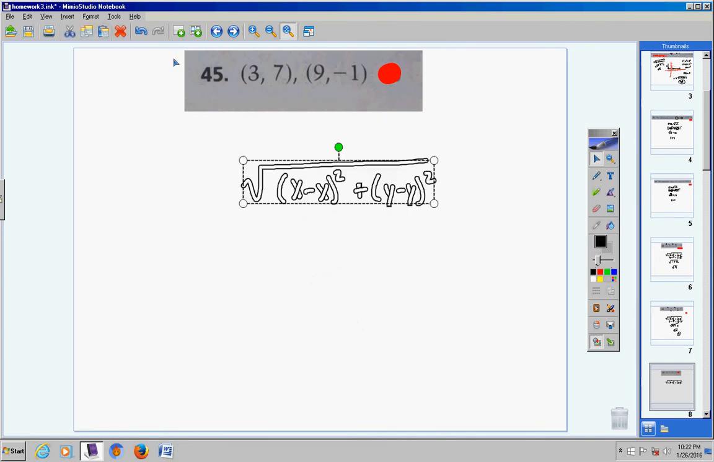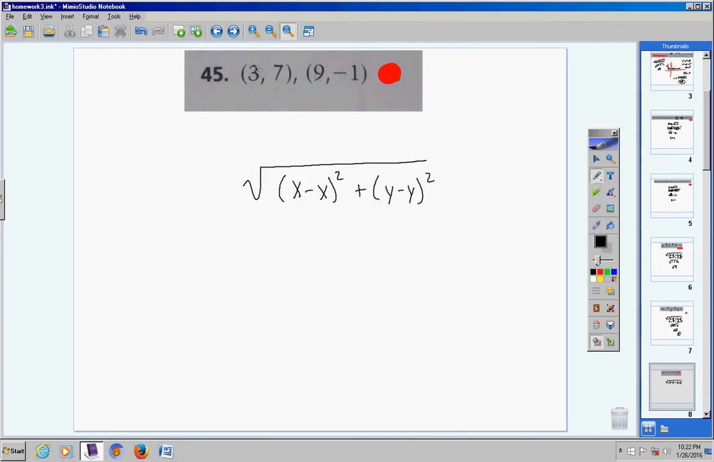Alright, number 45. Here's my x, here's my x, so 3 minus 9. Here's my y and my y, so 7 minus a negative 1. Well, let's see, 3 minus 9 is negative 6. When you square a negative 6, you get 36. 7 minus a negative 1 is 7 plus 1. 7 plus 1 is 8.